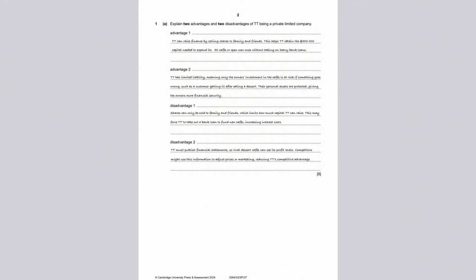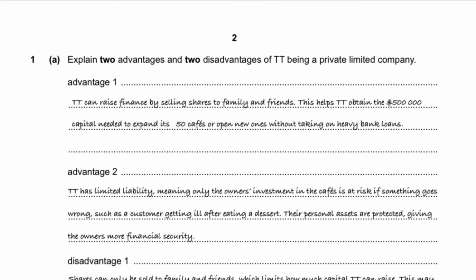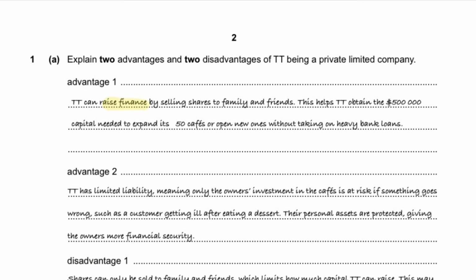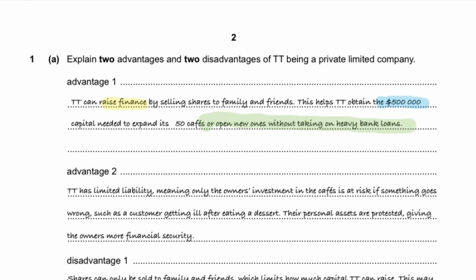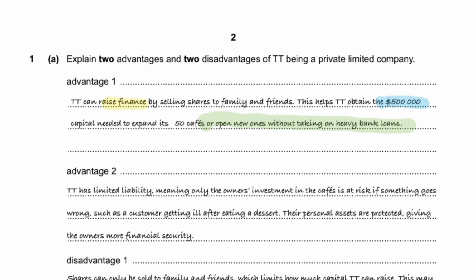So for question 1, explain 2 advantages and 2 disadvantages of TT being a private limited company. Advantage 1 is to raise finance by selling shares to family and friends. This helps TT attain the $500,000 capital needed to expand its 50 cafes, or open new ones, without taking on heavy bank loans. Now the first mark came from raising finance, and the second mark came from the application of $500,000. The explanation of raising finance is that they do not have to take on heavy bank loans.